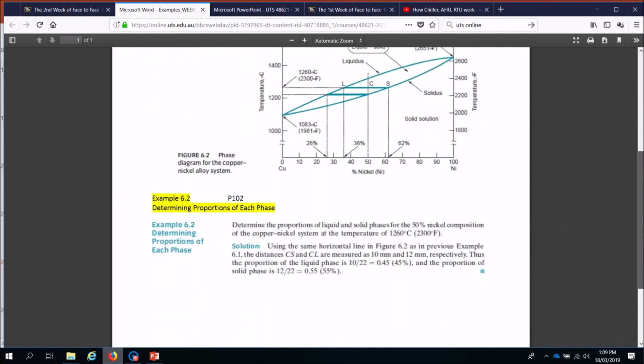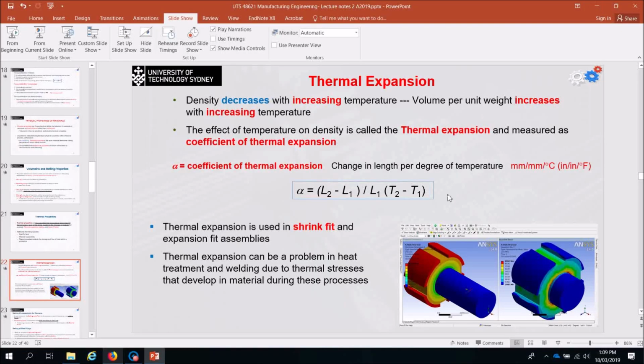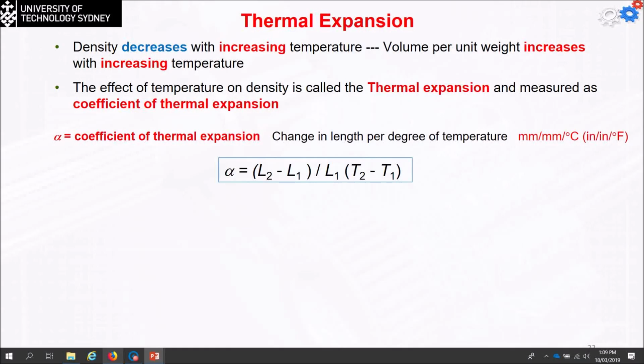Okay, so for thermal expansion, as we mentioned earlier, the density is going to decrease as the temperature increases, simply because your volume increases while the mass stays the same. The effect of temperature on the density is called thermal expansion, and it is measured as a coefficient of thermal expansion, alpha.